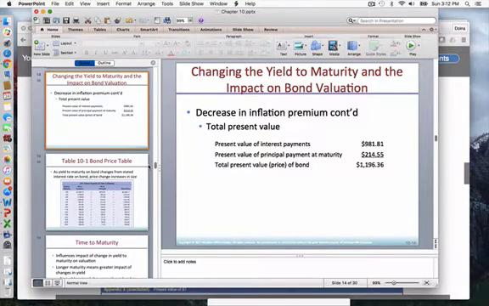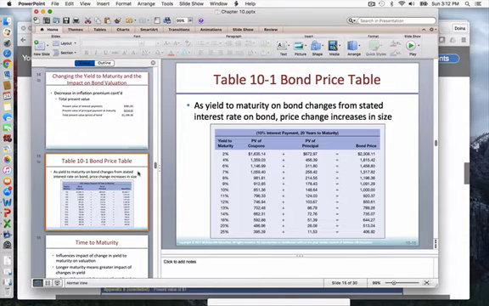Okay, that's the discussion. Also there is a table that gives you more information on changing yield to maturity. As the yield to maturity goes up, bond price is going to go down. You see, inverse relationship.